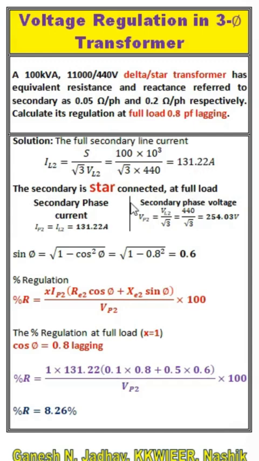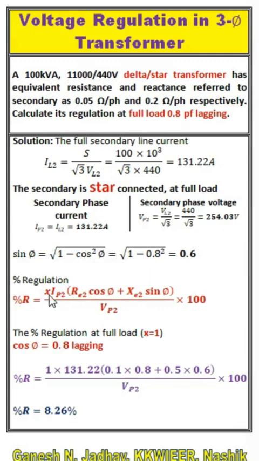As the secondary is star connected, the secondary phase current is equal to the line current. So it is 131.22. The secondary phase voltage is the line voltage of the secondary divided by root 3, so it is 254.03. If we calculate sin phi, that is under root 1 minus cos square phi, it comes to 0.6.